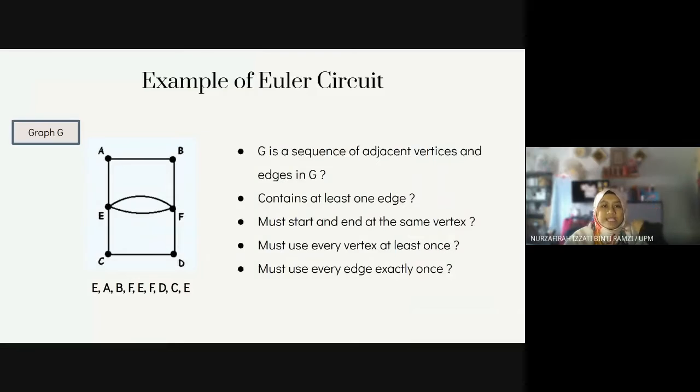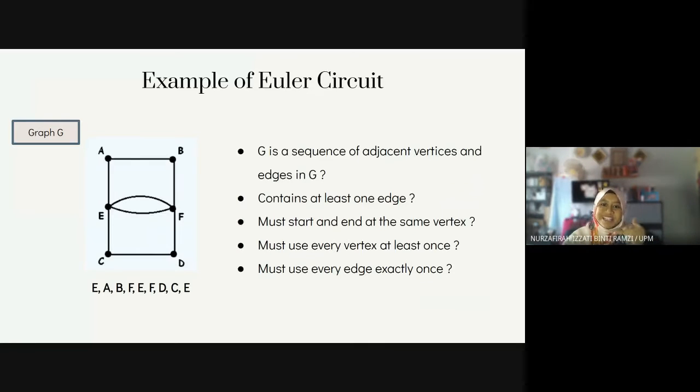Now that I have explained the definition of an Euler circuit, let's take a look at the example. Based on the definition, we must identify all the characteristics that this graph G must have. We must check whether G is a sequence of adjacent vertices and edges in G. Does it contain at least one edge? Does it start and end at the same vertex? Does graph G use every vertex at least once? And lastly, does it use every edge exactly once? We must check all of this to decide whether it is an Euler circuit or not.